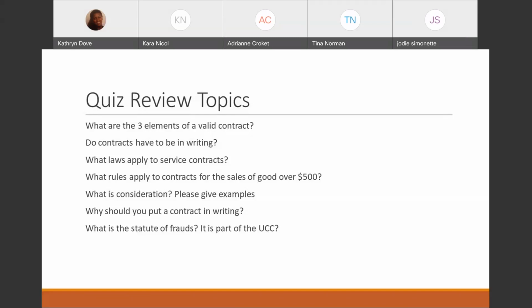We talked about the 3 elements of a valid contract. Jody, do you remember what they are? Offer, acceptance, and consideration. Brilliant. That's all you need to have a valid contract. Contracts do not have to be in writing.